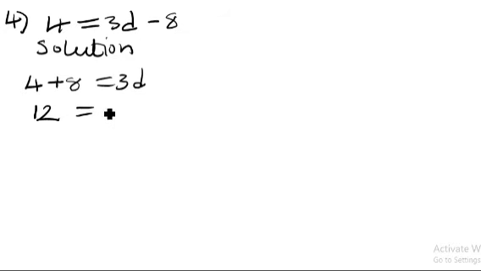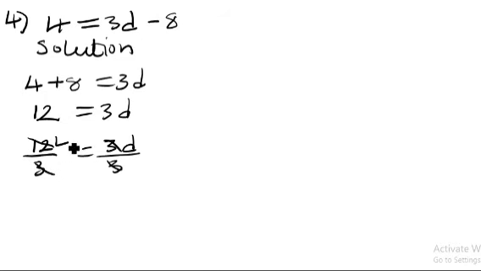12 equals 3d. The coefficient of the variable here is 3, so I have to divide both sides by 3. So I have 12 over 3 equal to 3d over 3. This will give you 4, so 4 equals d. This is the same as d equals 4. So that's that one.